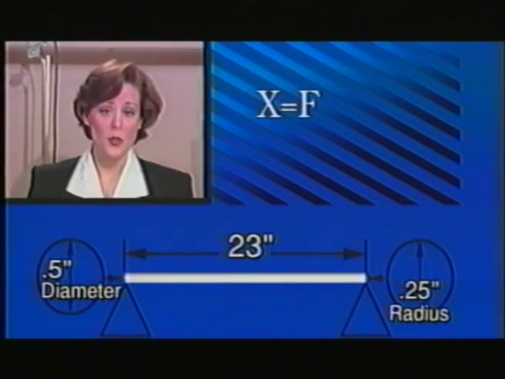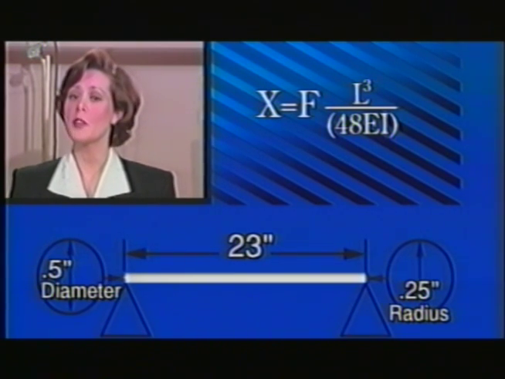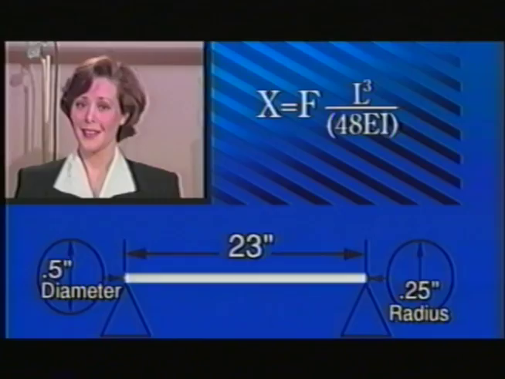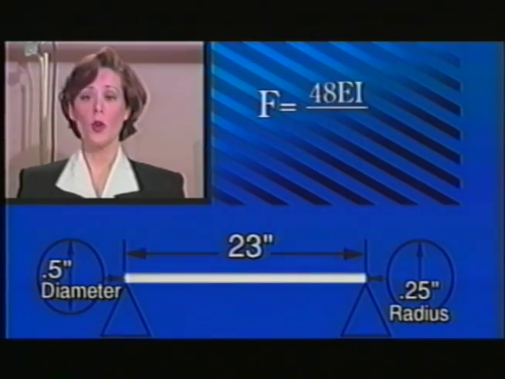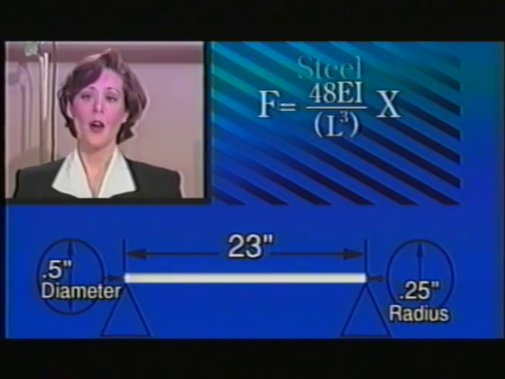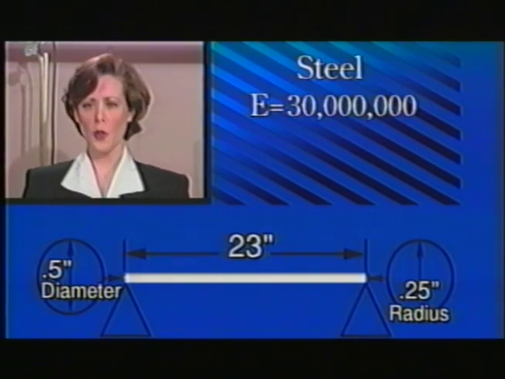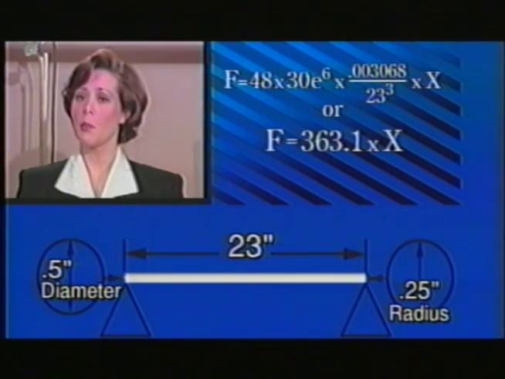Okay, from the same handbook, we get this equation. The deflection equals the force multiplied by the length cubed and divided by 48 times the moment of inertia and Young's modulus. And solving for the force, we get F equals 48 EI over L cubed times the deflection. Now, the bar is made of steel, so Young's modulus is about 30 million. So the force equals 363.1 times the deflection. Uh-oh, now we don't know the deflection.